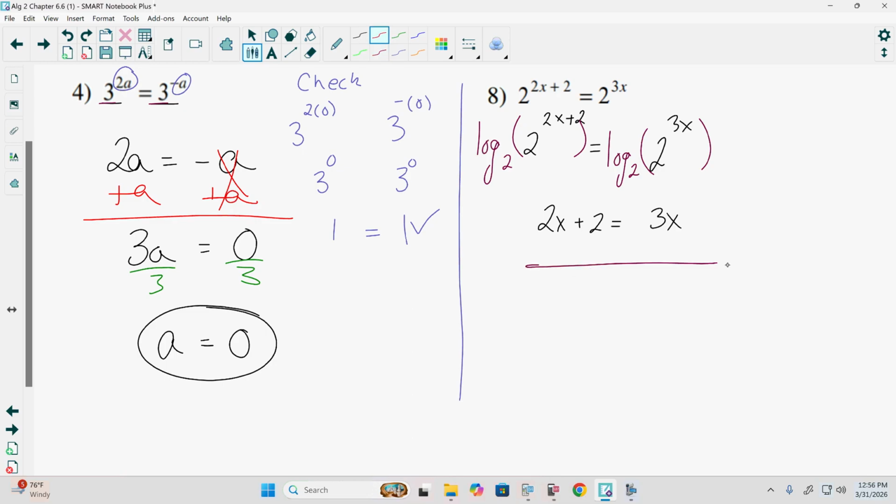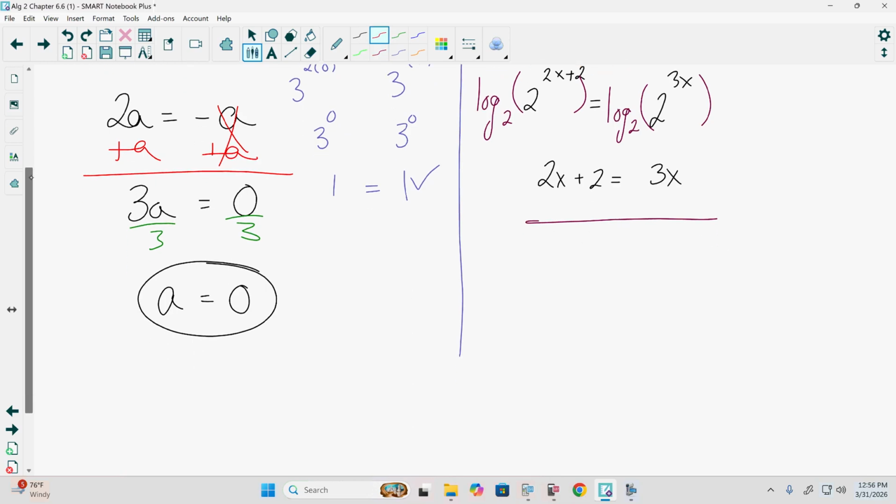Now we just need to solve. What can we do first? Minus 2x. Since the constant terms are already on one side, might as well get the x's on the other, and it tells us it's 2. These are kind of nice.